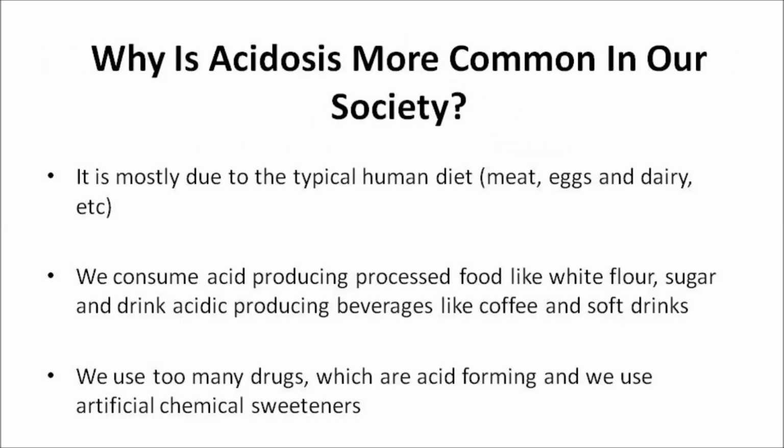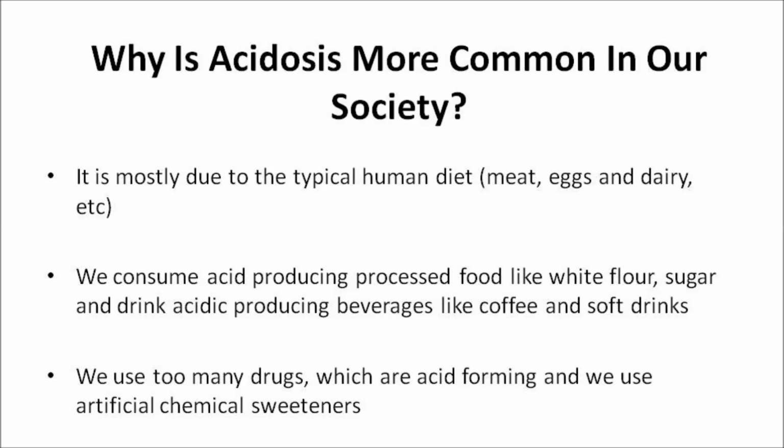The reason acidosis is more common in our society is mostly due to the typical human diet, which is far too high in acid-producing animal products, things like meat, eggs, and dairy, and far too low in alkaline-producing foods like fresh vegetables. In addition to this, we consume acid-producing processed food like white flour and sugar, and drink acid-producing beverages like coffee and soft drinks. We use too many drugs, which are acid-forming, and we use artificial chemical sweeteners like NutraSweet, Spoonful, Sweet and Low, Equal, or even aspartame, which are poisonous and extremely acid-forming.